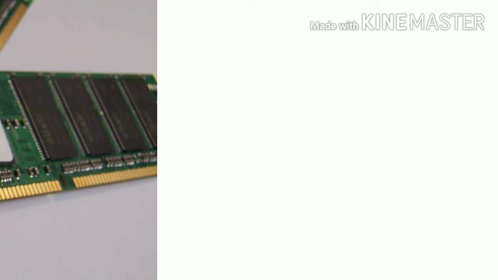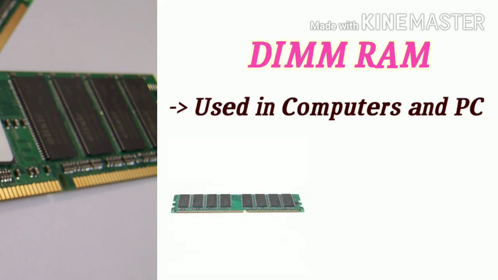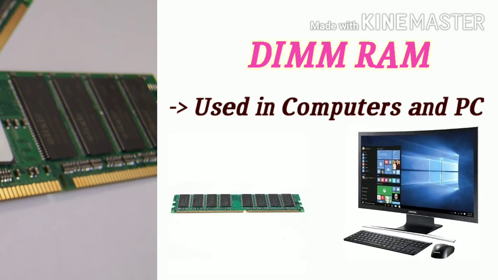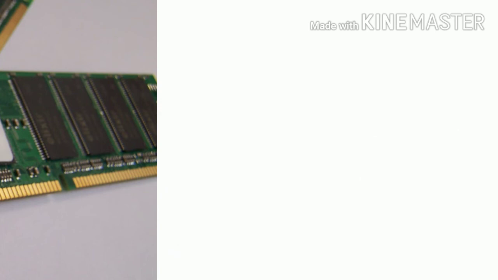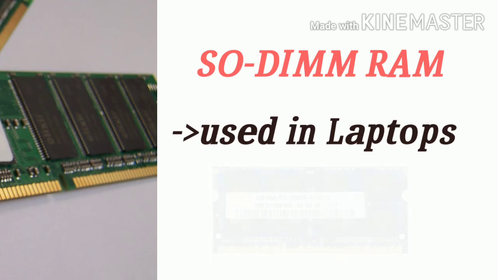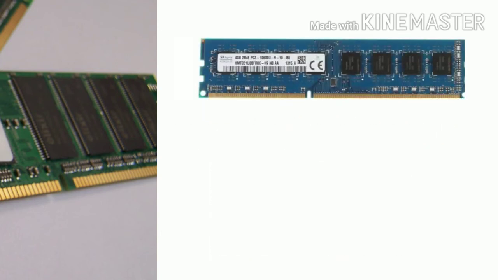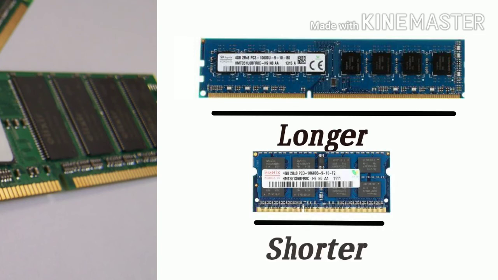So basically guys, we use DIMM RAM in computers and PCs, meaning devices which are not portable, and we use SO-DIMM RAM in laptops. So guys, you have to make sure whether it is DIMM or SO-DIMM while buying it. One major difference is that DIMM RAMs are much longer, whereas SO-DIMM RAMs are much shorter, so you can distinguish them by seeing the images.